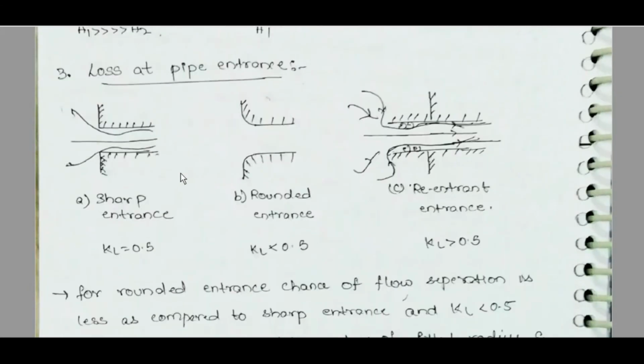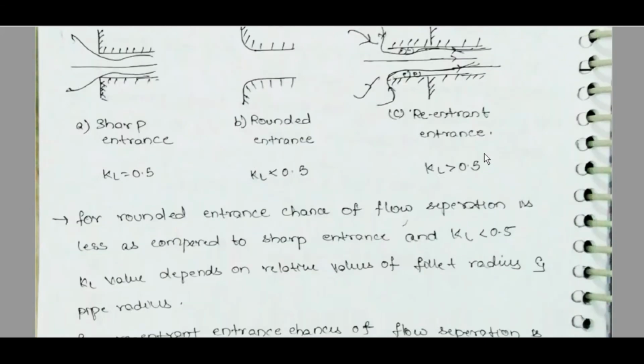Loss at pipe entrance. Sharp entrance: KL is equal to 0.5. Rounded entrance: KL less than 0.5. Re-entrant entrance: KL greater than 0.5.